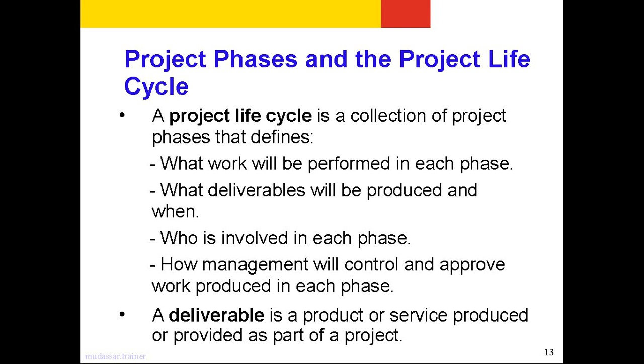Right? So basically, the project life cycle is a collection of the project phases that define certain things. They define what work will be performed in each phase, what deliverables will be produced and when, who is involved in each phase, and how management will control and approve the work produced in each phase. This is what the project cycle consists of, as a collection of the project phases. A deliverable is a product or service produced or provided as a part of a project.